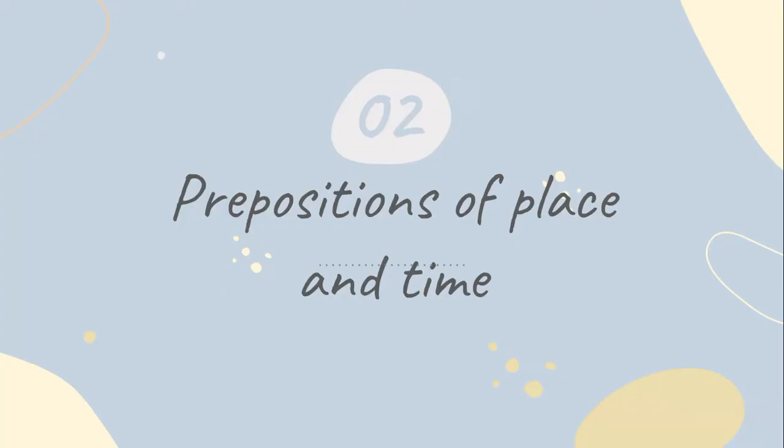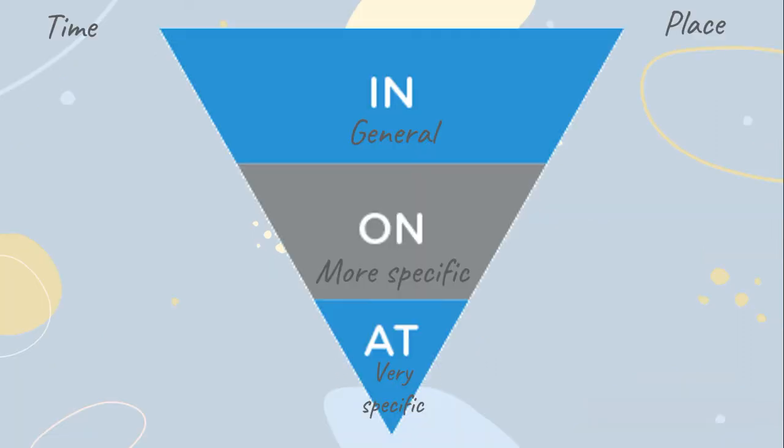Activity 2. Prepositions of place and time. In, on, at. So everyone, we use these 3 words, in, on, at, to show time and place of a noun, pronoun or noun phrase. Let's go through one by one on how to use these prepositions together, shall we?